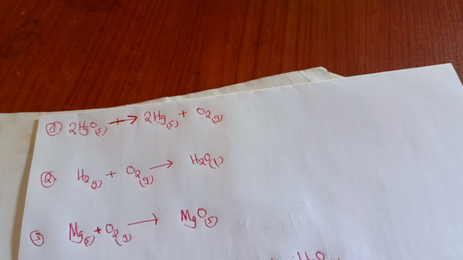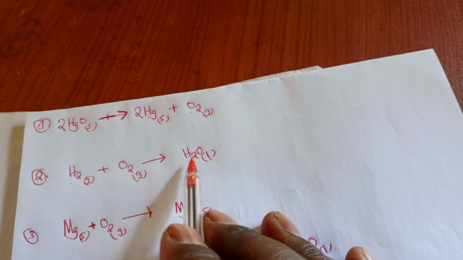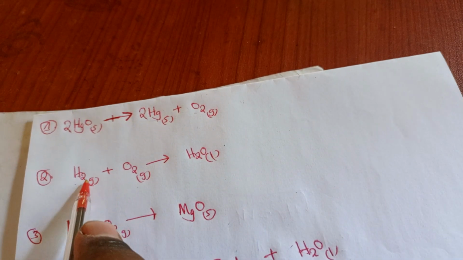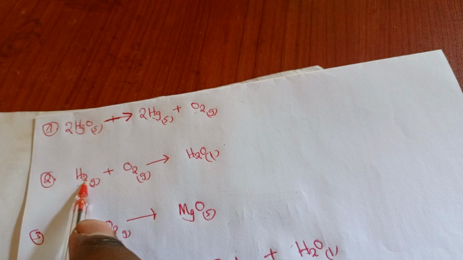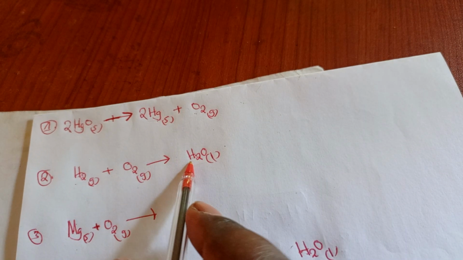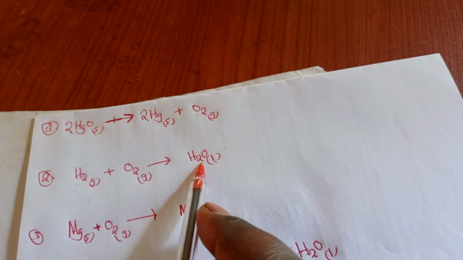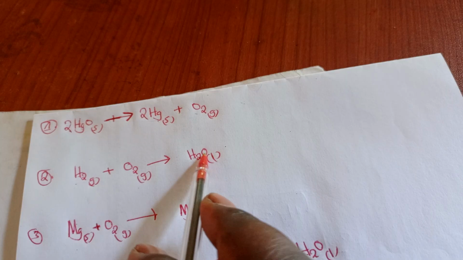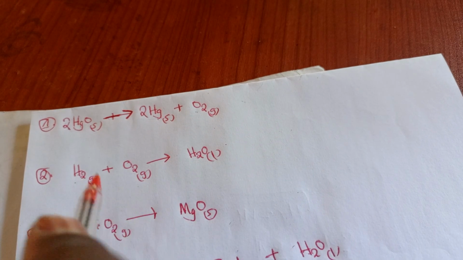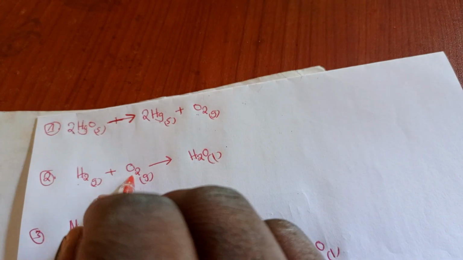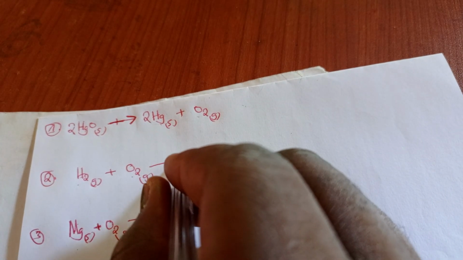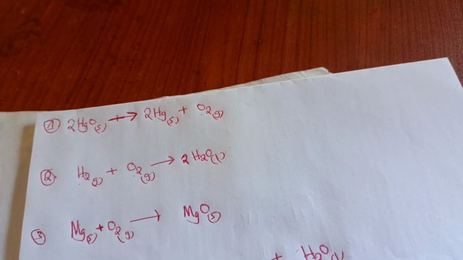Then I'll go to question 2. We have hydrogen plus oxygen, as you can see, giving us water. We need to check how many hydrogen are here. We have two, and hydrogen here two, so hydrogen is balanced. Then oxygen here, two. Oxygen here, one. Since I have two oxygen here, I need to put a two here, like this. I try if it balances.